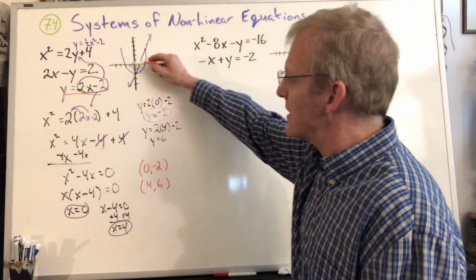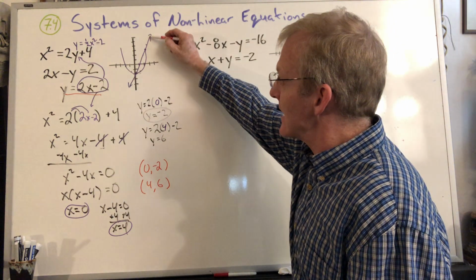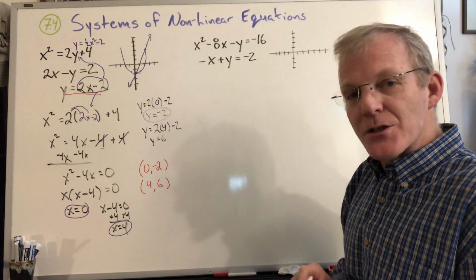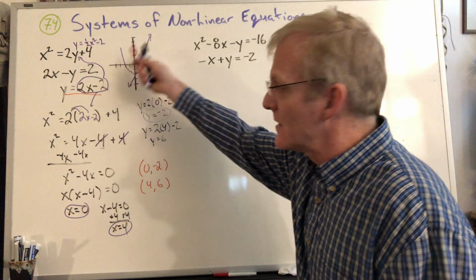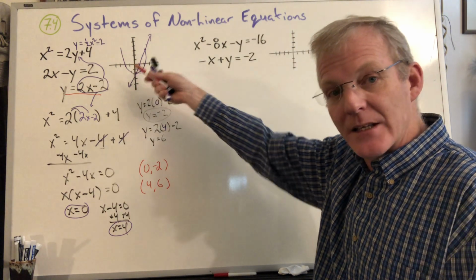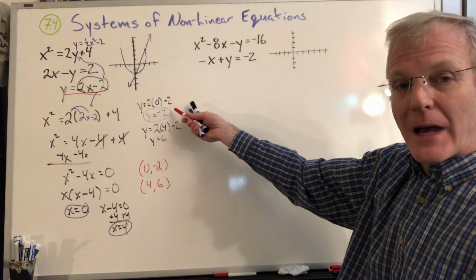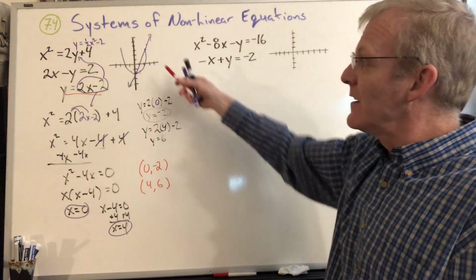Does that look appropriate? (0, -2), bing. (4, 6), that's looking pretty darn good. Good solution. Okay, so you got the idea there for substitution. Isolate a variable, substitute that equation back into the other equation, solve. Find your answers, plug them back in to that isolated equation to get your other parts of the answers.